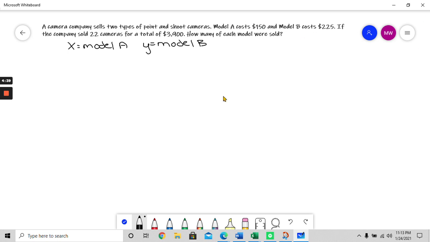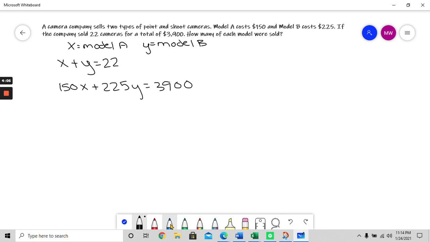Okay, so we have Model A, Model B. Our very first equation is going to talk about the number of cameras sold. So I'm going to say x plus y equals 22. Our second equation talks about the amount of money. So Model A is 150, so 150x plus 225y equals 3,900.